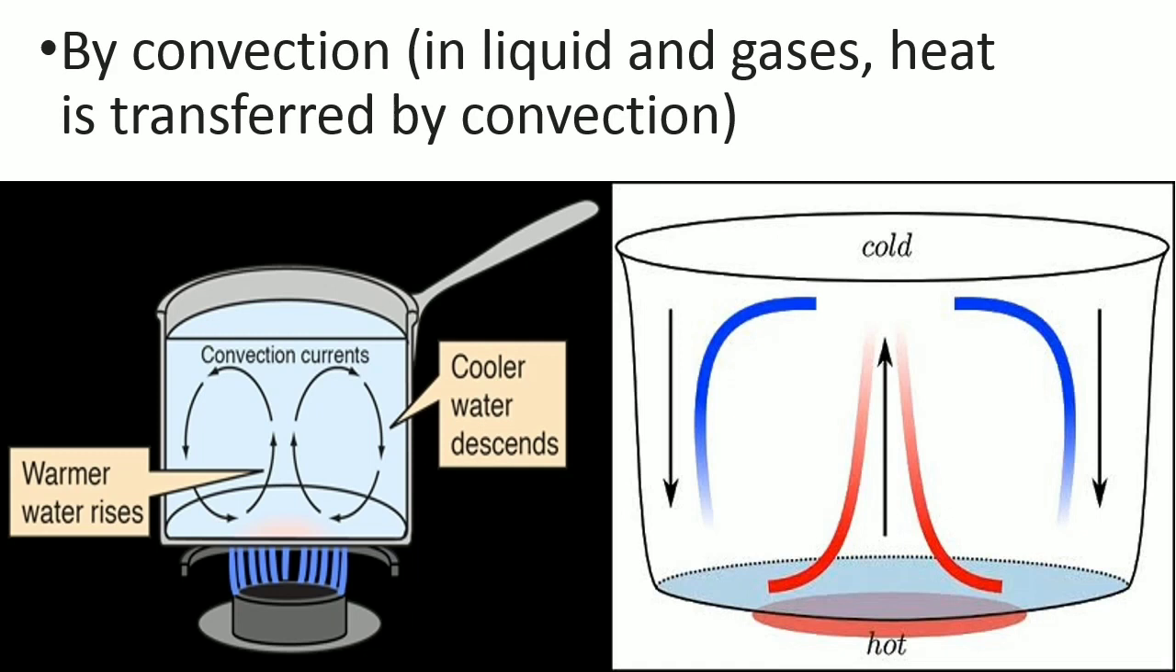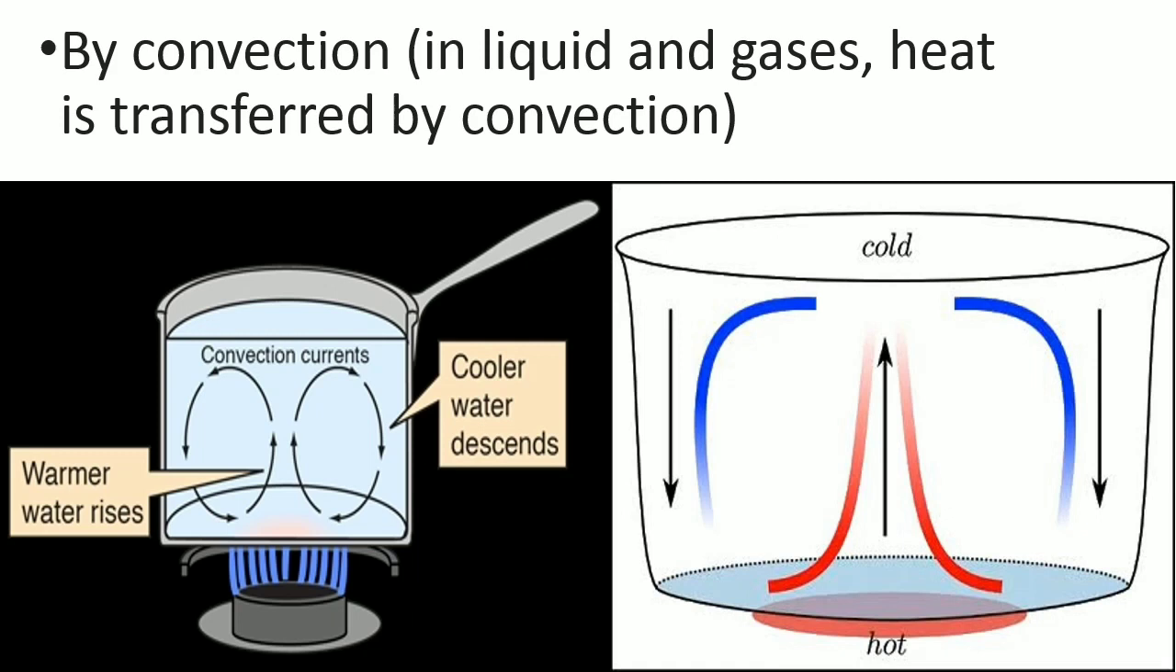The next way of heat transfer is called convection. Convection happens in liquids as well as gases. In liquids, the particles or the molecules are very loosely packed. Similarly, in gases also, the particles are very loosely packed. So they are free to move everywhere. They do not remain confined to a place.